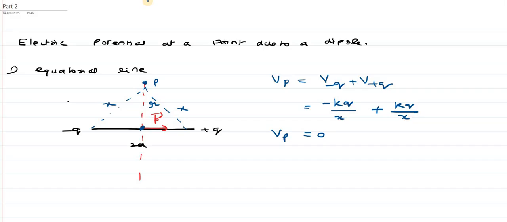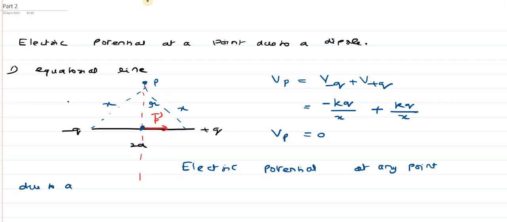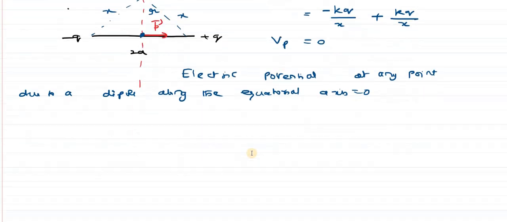So electric potential at any point due to a dipole along the equatorial axis is 0. Directly you can write it. Is that clear? Any doubt, you can tell me. Next is along the axial line. It's very simple.